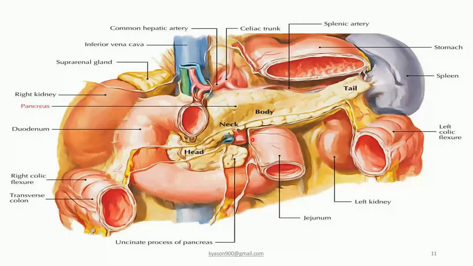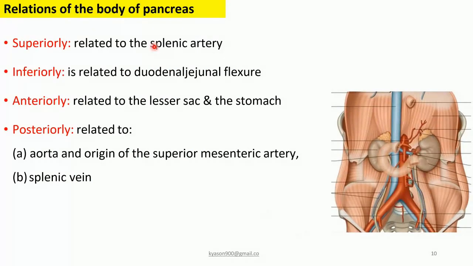Below, you can see you have the duodenojejunal flexure, this bend between the duodenum and the jejunum. Superiorly, we have the splenic artery. That artery is a branch of the celiac trunk, remember, and it's going to extend to the left. And last time we said it has those bends within it. So that's one way how you can easily tell that this is the splenic artery. So it's going to lie superior to the body of the pancreas.